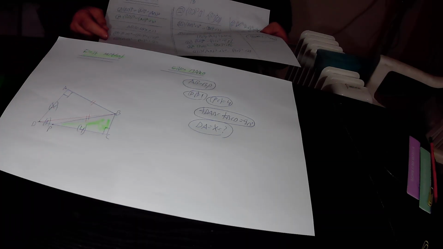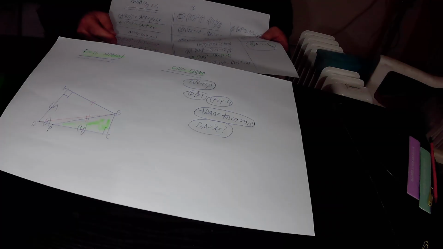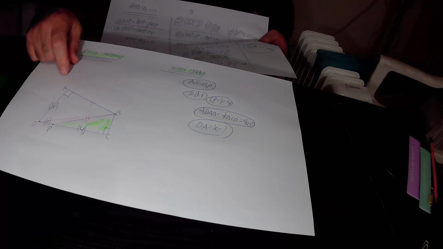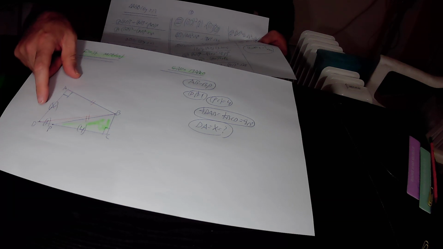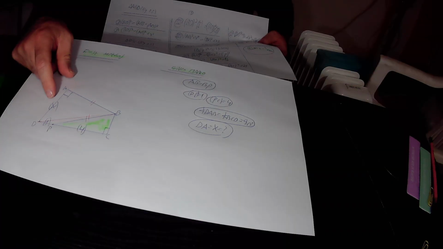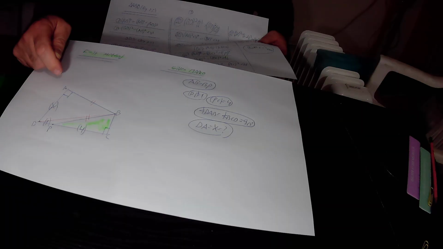So we finish with the first method. In the next step, I repeat the solution according to the second method, to find the length of line segment AD, which equals x.